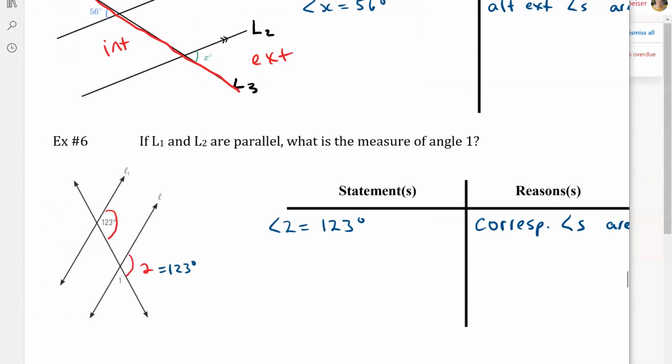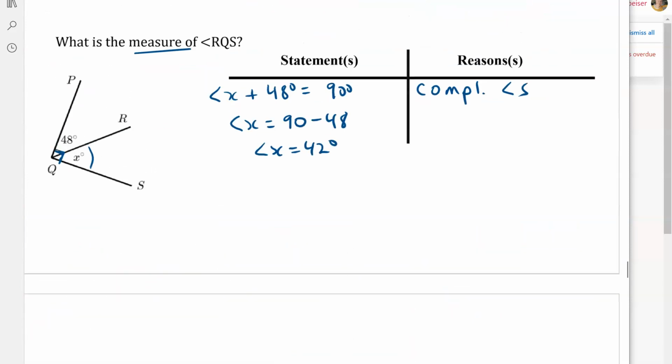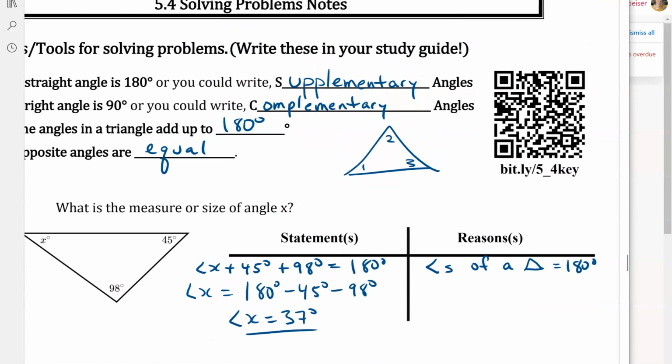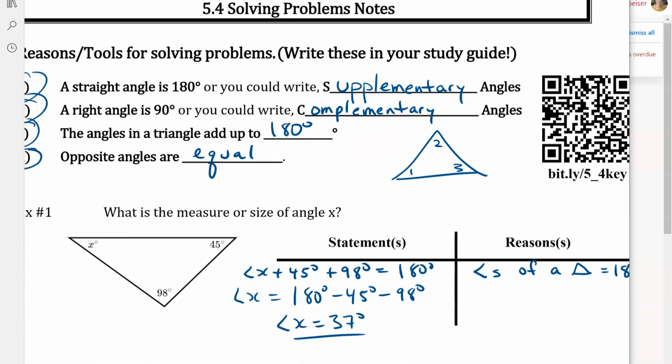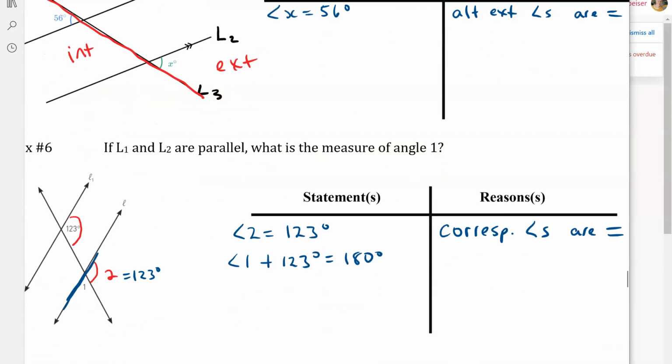Now could I use that to figure out what angle 1 is? Well, those two form a straight angle, so they must add up to 180 degrees. So I'm going to say angle 1 plus 123 degrees equals 180 degrees. And the reason I know this is because I remember I had 2 ways to write that. I could have written a straight angle is 180 degrees, or I could just write supplementary angles. That's probably the shortest way to do it.